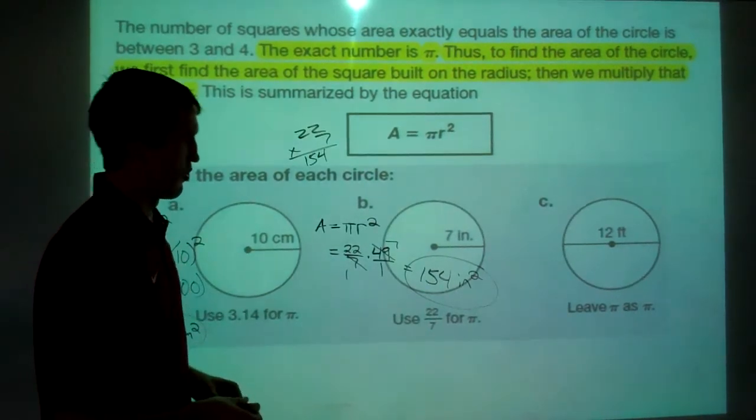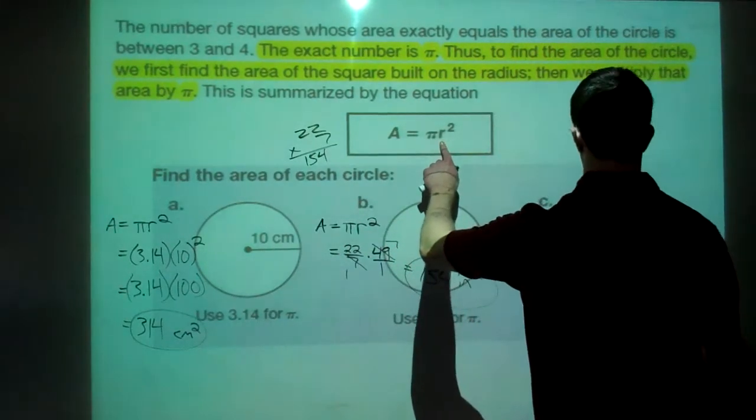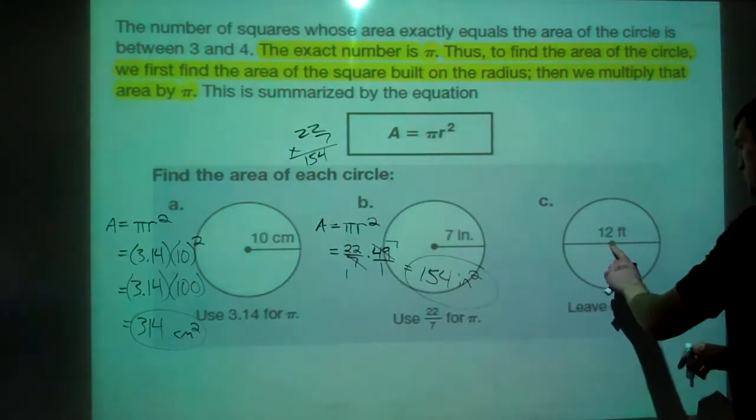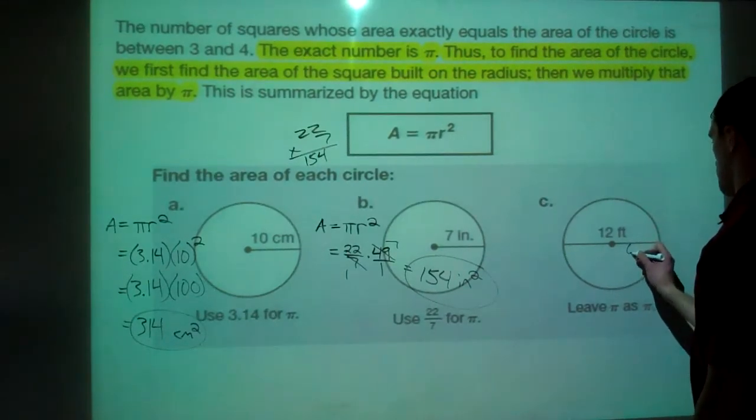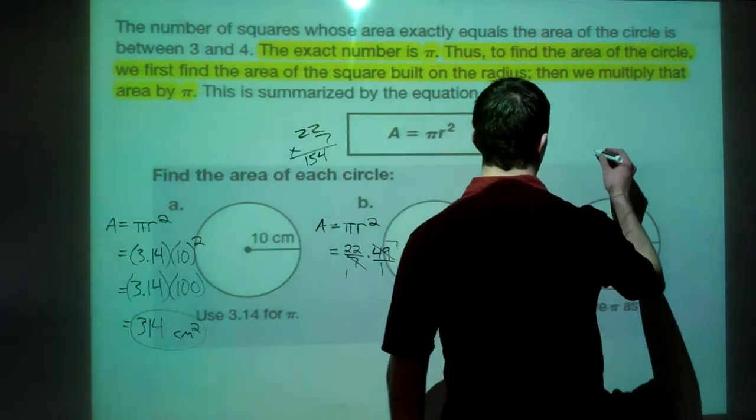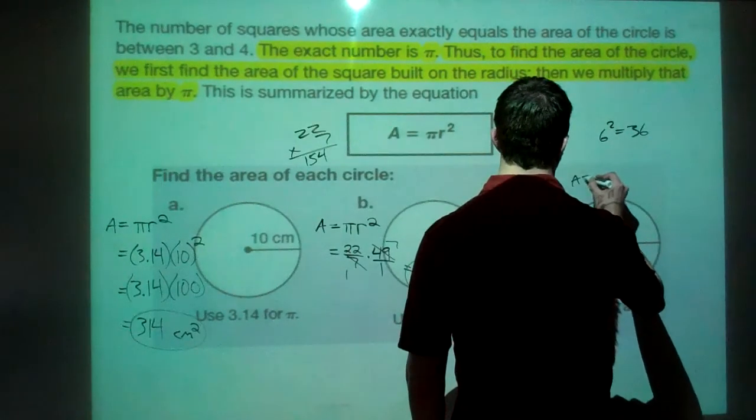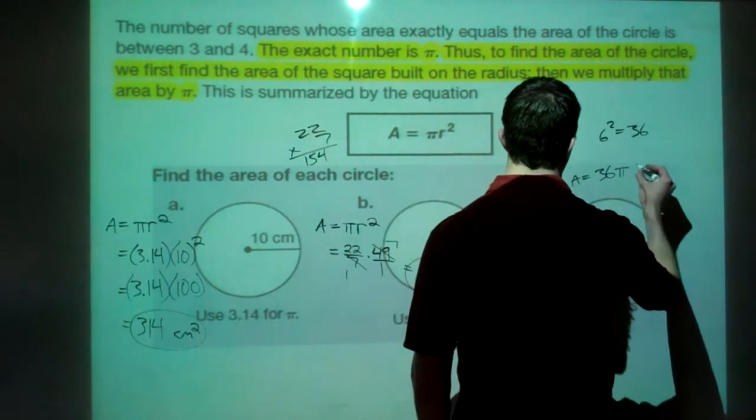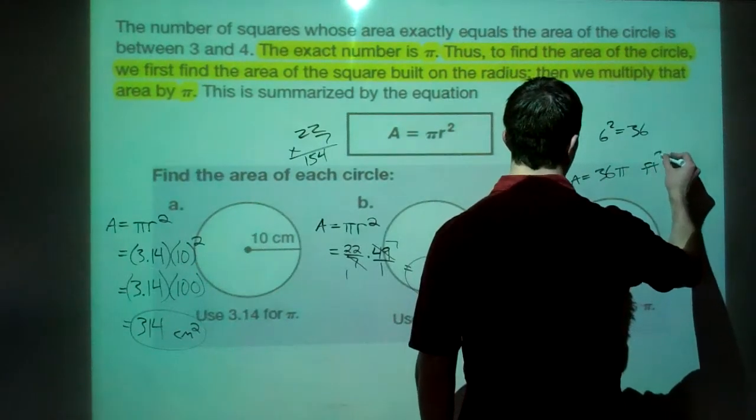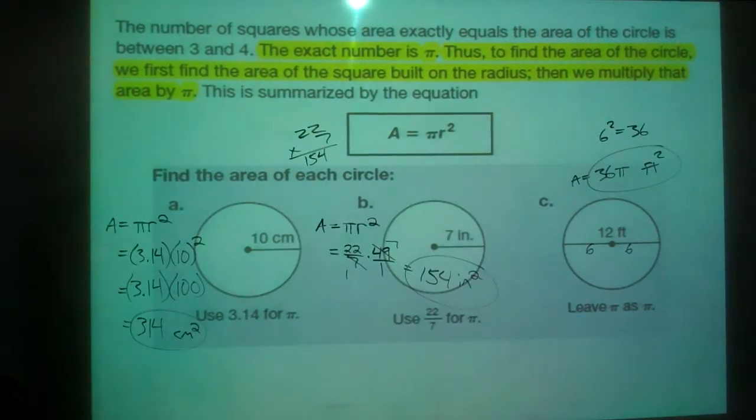Alright, and lastly, we have to leave pi as pi, which means we don't have to do the last step of multiplying. And so we just need to do pi times radius squared. Our diameter is 12, so our radius is 6. We square 6, and we get 36. And our area then is 36 times pi feet squared. Alright, so that would be the answer for C. Alright, so that's just a little review on our circle area and circumference, and we will see you next time.